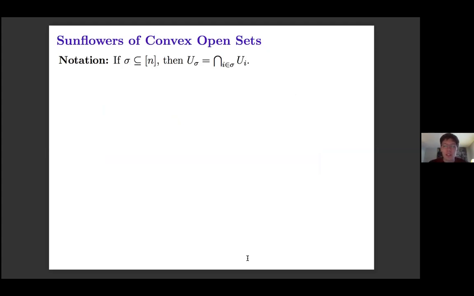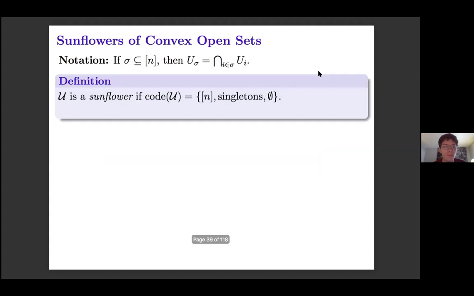Okay, so let me just fix some notation. If I have a set of indices sigma, I'm going to let U sub sigma denote the intersection of all the U_i, i in sigma. And if I have a collection of convex sets, I'm going to call it a sunflower if its code has a certain structure. So I'm going to include the set 1 through n as a codeword, which means all my sets intersect somewhere together at once. And then I'm also going to include singleton sets and the empty set. The U_i I'm going to call petals, and where all the sets intersect, I'm going to call the center.